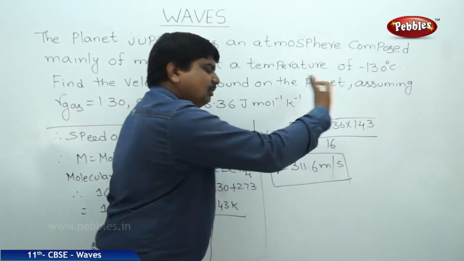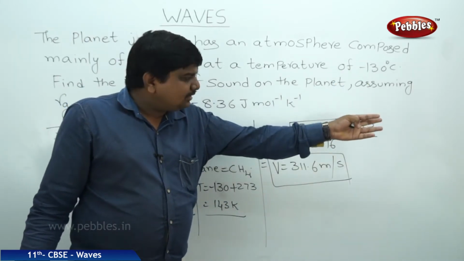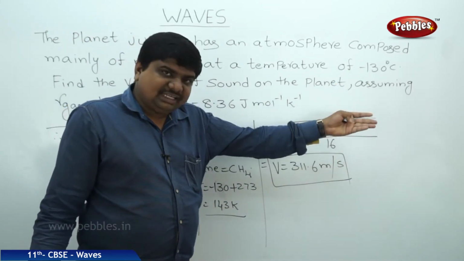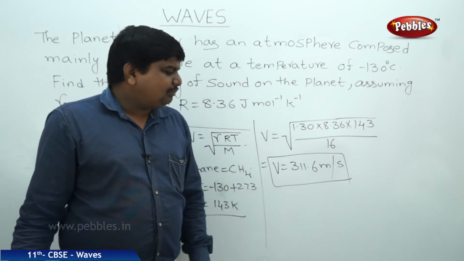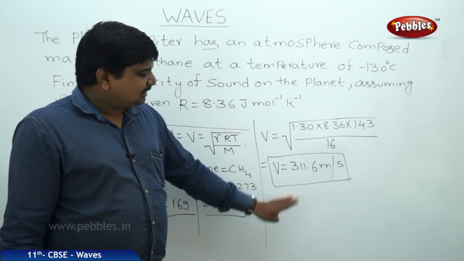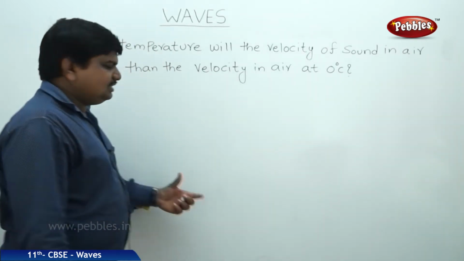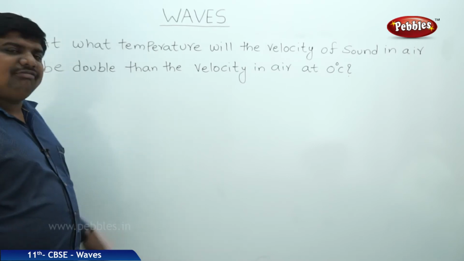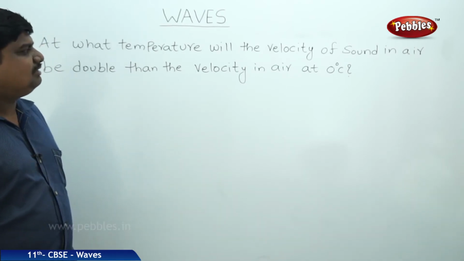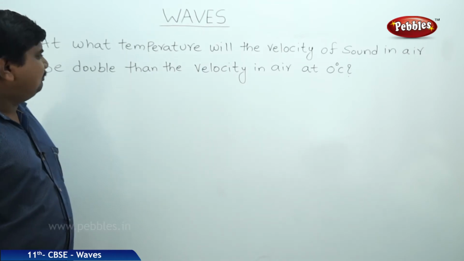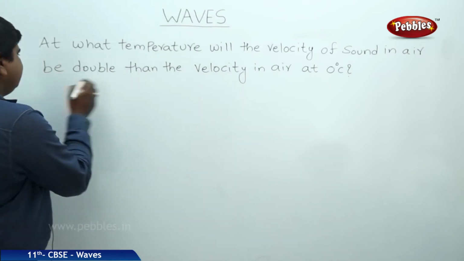Approximately, if we calculate all the things, we will get 143 divided by 16 as about 9, so we get root of 9 is 3. So 3 into these all, we get 311.6 meters per second. This is the velocity of sound on the surface of methane. So this is the problem which relates the concept of velocity and temperature. Now, at what temperature will the velocity of sound in air be double the velocity in air at 0 degrees Celsius?